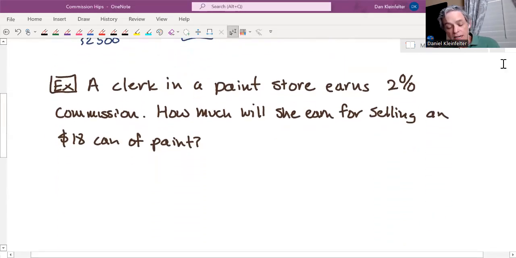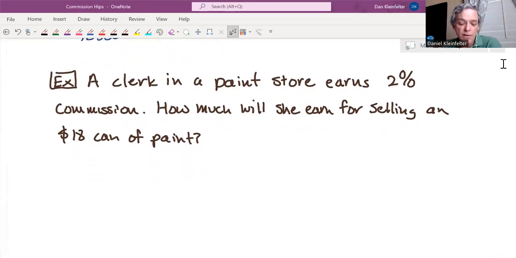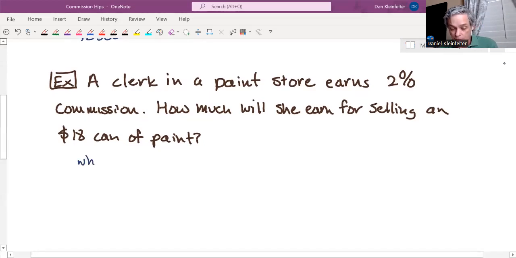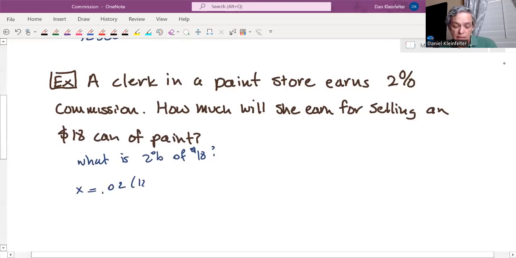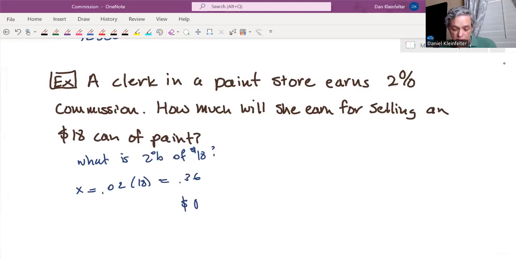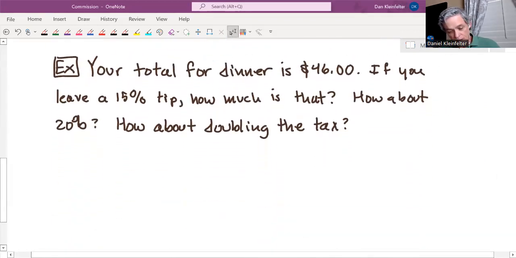Okay. In this one, it says a clerk in a paint store earns a 2% commission. We want to know how much she will earn for selling an $18 can of paint. So in this case, we want to know what is 2% of $18. That's what the question is really asking. So we need to know what is 0.02 times 18, and that's going to be 36 cents. Great. All right, let's try this one.